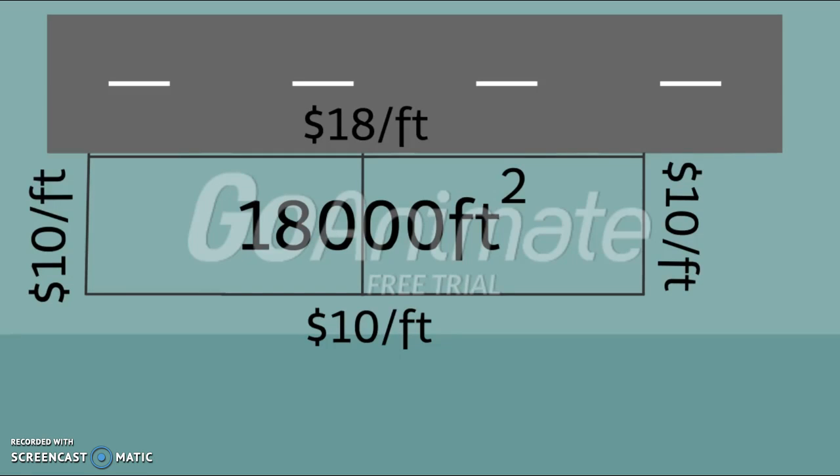The fencing costs $10 for each foot, except for the fencing right next to the highway, which is $18 per foot. First, I need you to find a way to model the cost of the entire pen in terms of the width of the pen.